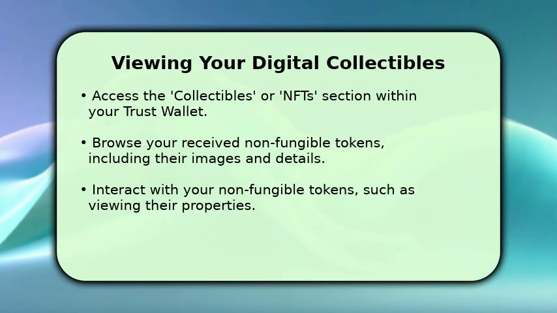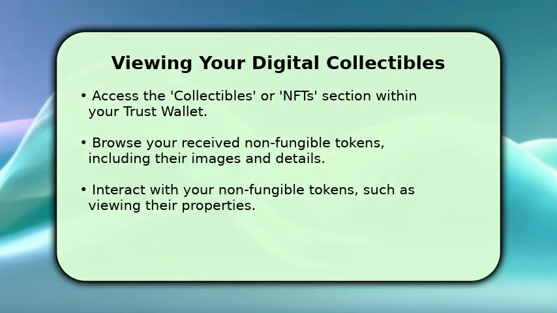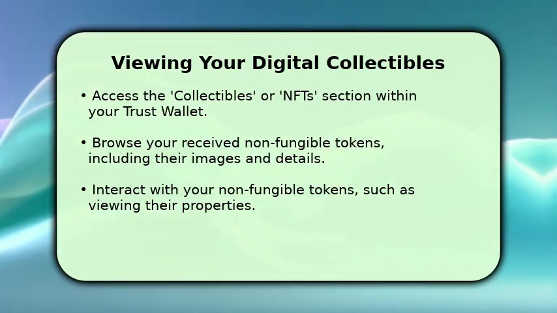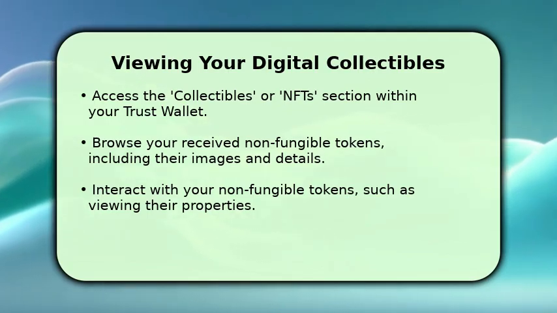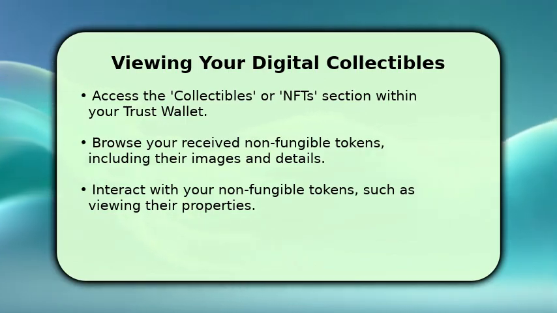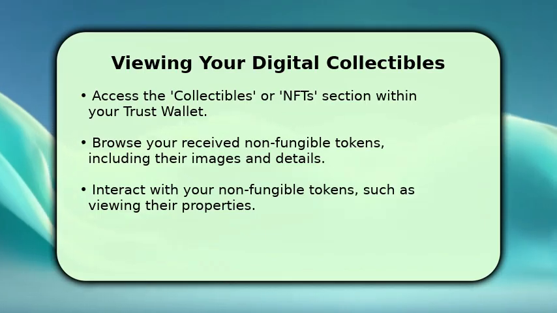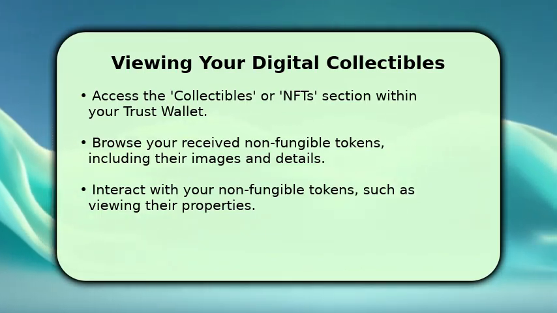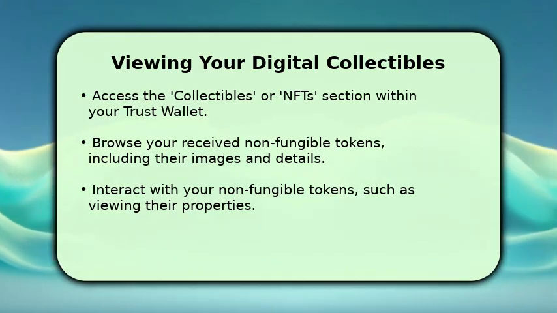Once your non-fungible tokens arrive, viewing them in Trust Wallet is simple. Head over to the Collectibles or NFTs tab, usually found at the bottom of your wallet interface. Here, you'll see all your digital assets displayed with their unique images and associated details. You can tap on each non-fungible token to view more information, such as its contract address, token ID, and any specific attributes. This section provides a clear overview of your entire non-fungible token collection.